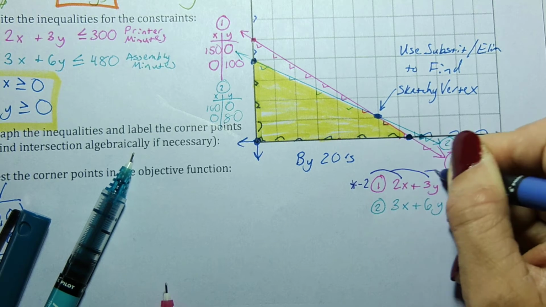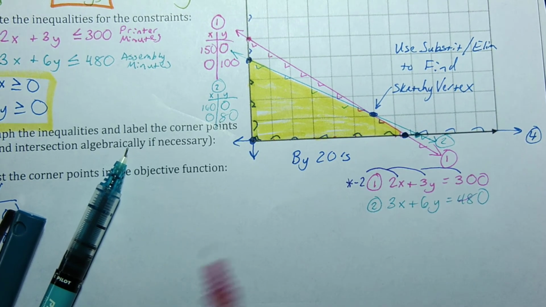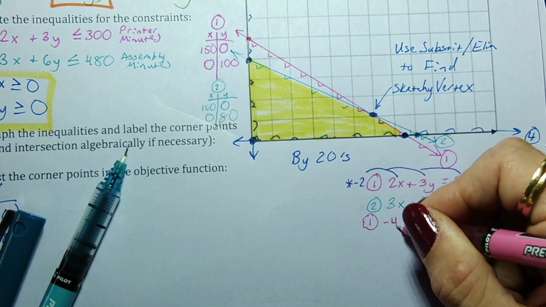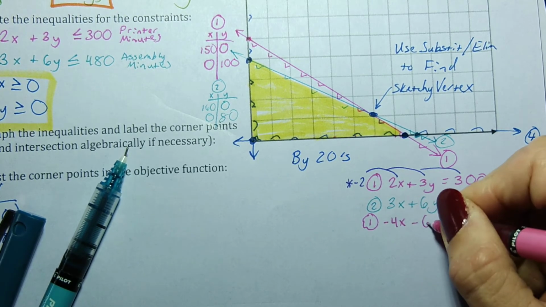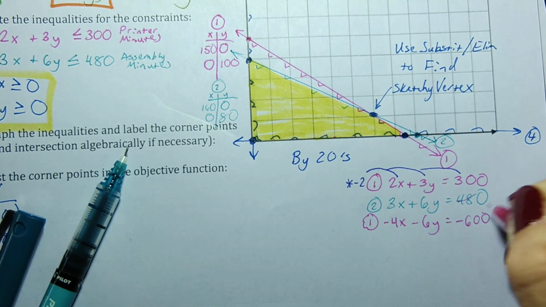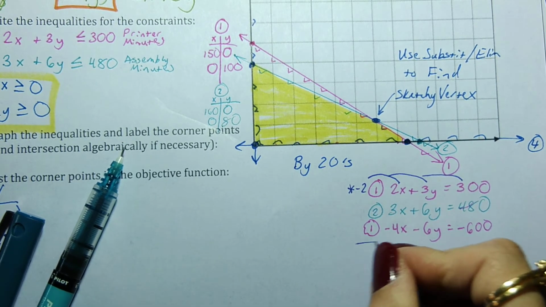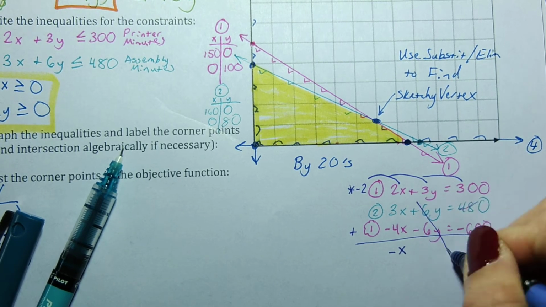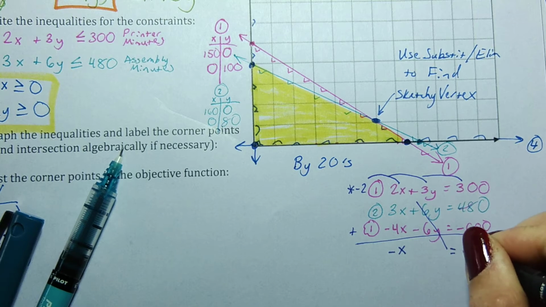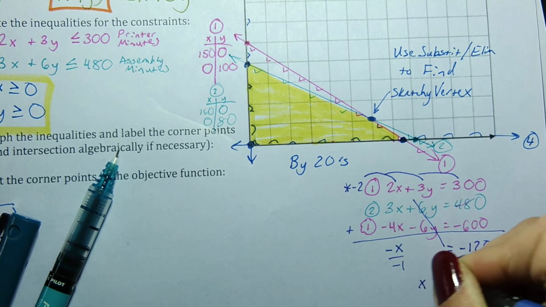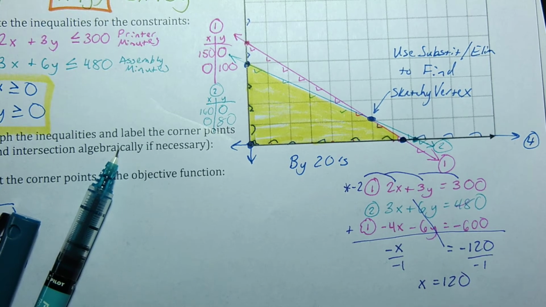So times, times, times. So my new equation 1 will look like -4x, -6y, and -600. Add those together, and we get -x equals -120. Divide both sides by -1, and x equals 120.